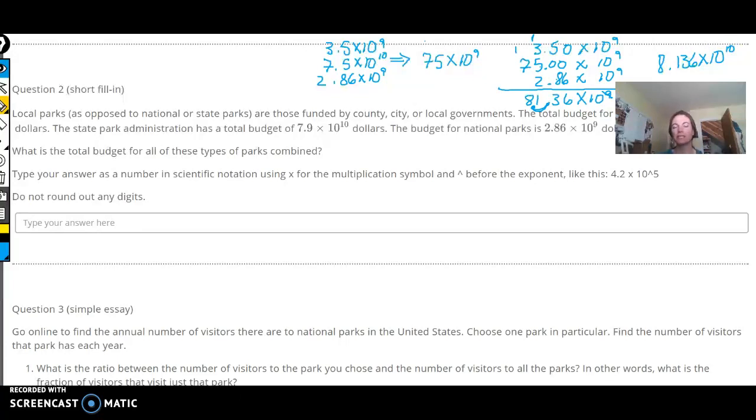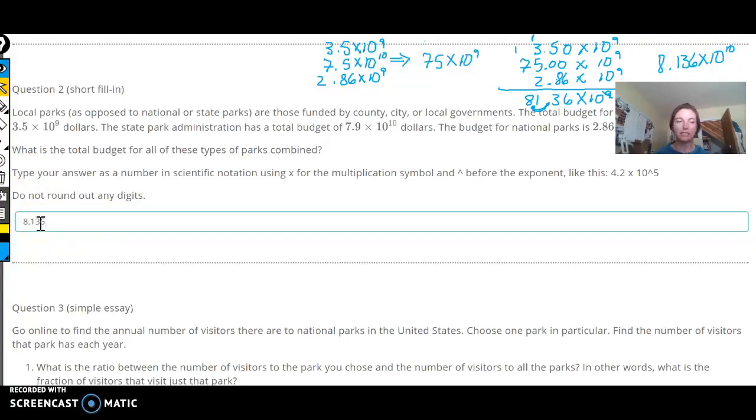And when we're adding like this, that really makes sense. Your big number is still going to be a big number, even if you're adding some smaller numbers to it. So our 10 to the 10th power is still going to be our magnitude here, where even if we added a couple numbers that were 10 to the ninth, we've still got that 10 to the 10th that's going to dominate our overall number. And that's exactly what happened here. So it is something that makes sense. It says do not round out any digits. All right, so we didn't. Let's go ahead and type that in. 8.136 times 10 to the 10th power. Cool.